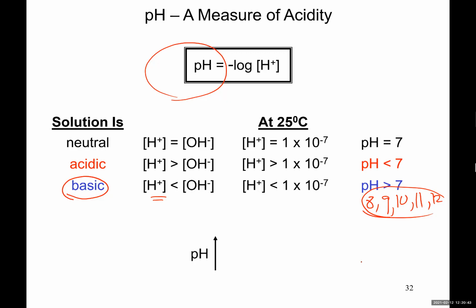So is it fair to say as pH goes up, hydrogen ion goes down? Why? Do you see there is a negative here? So pH is equal to negative log of hydrogen ion. So these are inversely related. As pH goes up, the solution becomes more basic and hydrogen ion concentration drops.